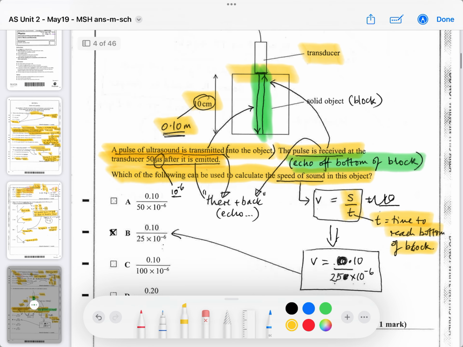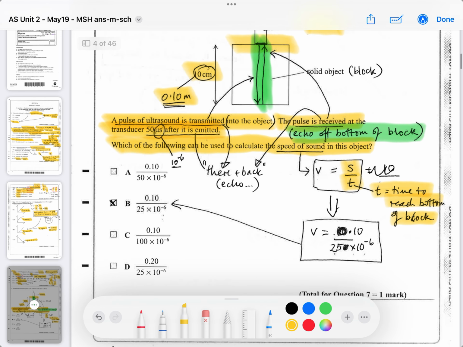So once you know that's the equation you want to use, it has to go there and back. So the time is 50 microseconds. So here's the time given. So 50 microseconds means 10 to the minus 6. Because it's the time to go there and back, for there we need to change it to 25 microseconds. So it's 0.10, changing it into meters, divided by 25 microseconds, which is the answer B.